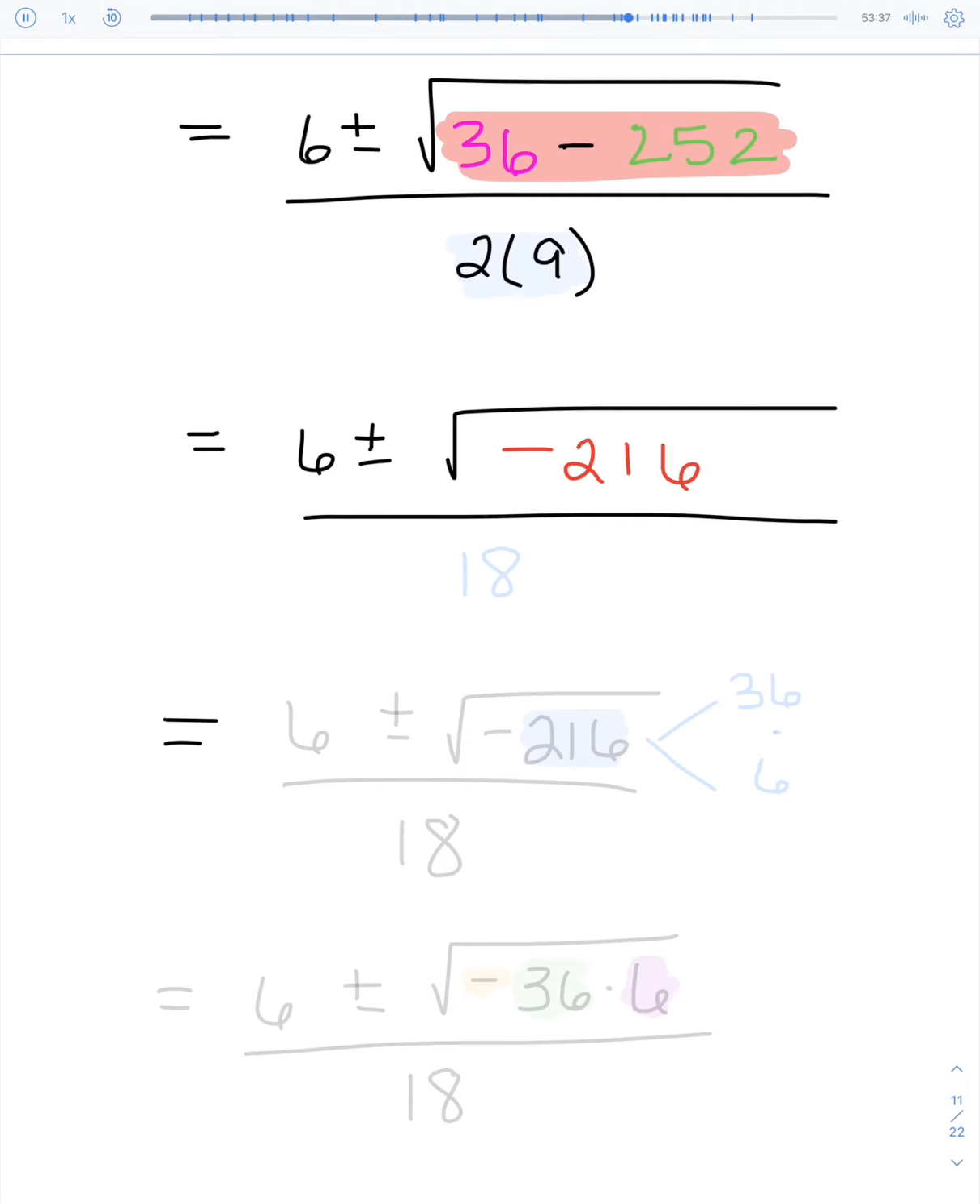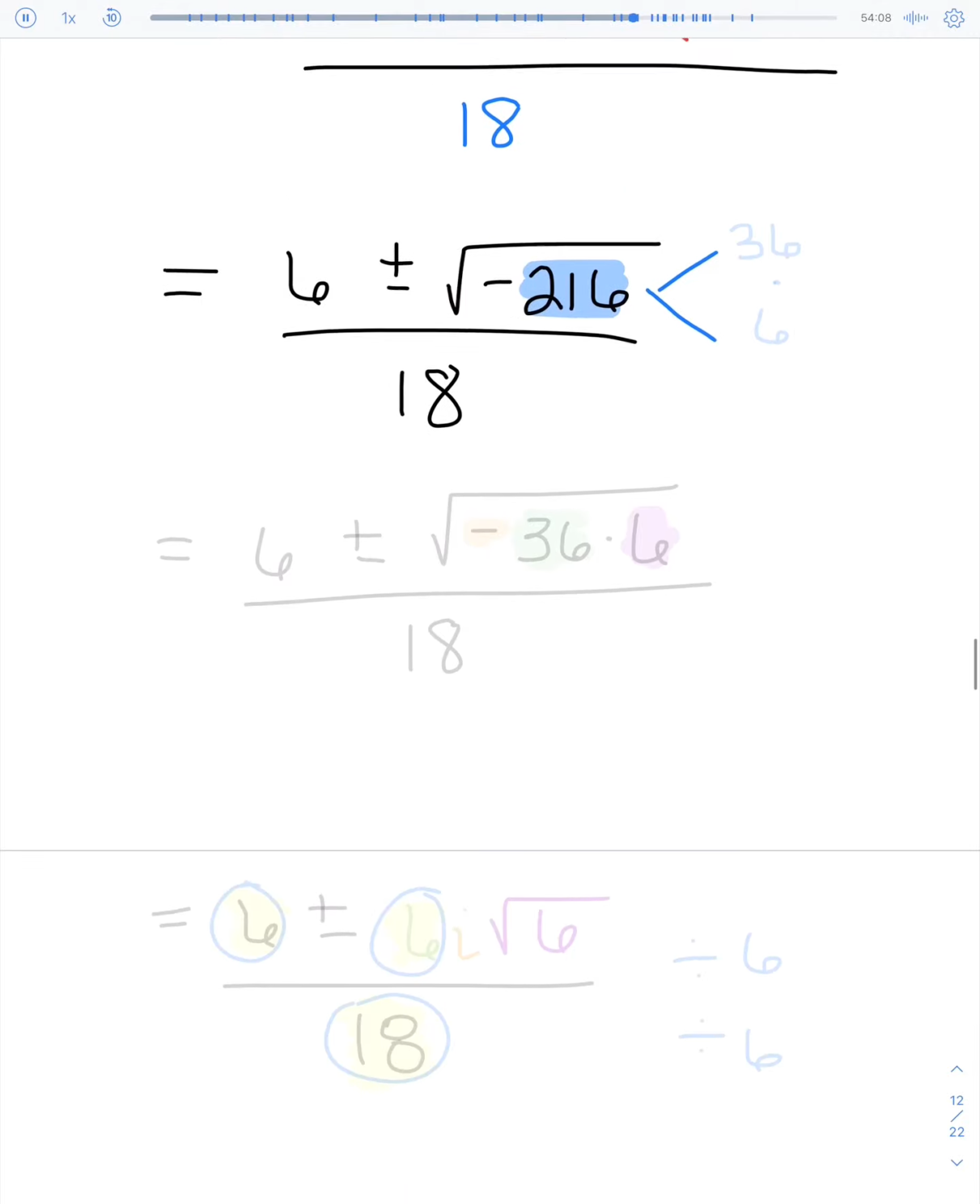And on the bottom, we can go ahead and simplify that. That's already just by itself. It's a 2 times 9, which is 18. Continuing along, so we have a 6 plus or minus the square root of negative 216 over 18. And we can't reduce it quite yet until we reduce the square root. So the question is, how can we break down 216? What can we break off that we can indeed take the square root of?